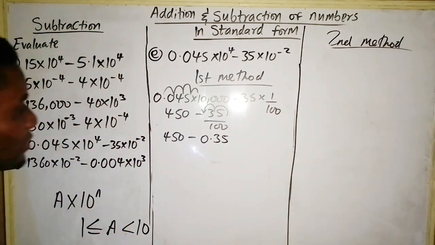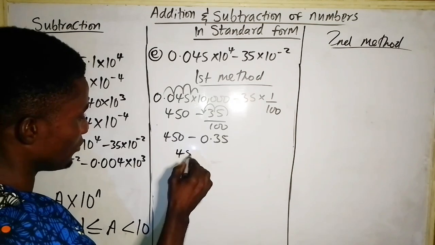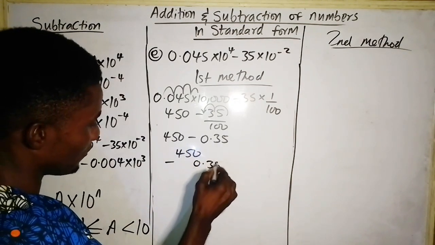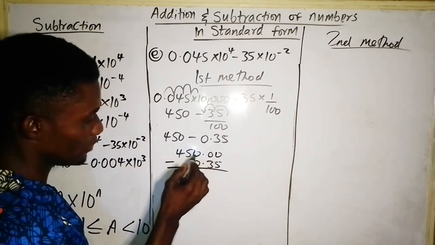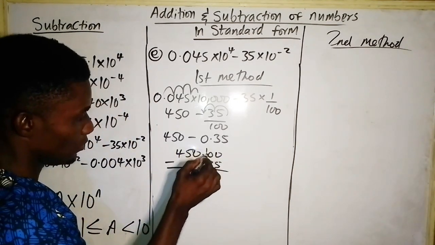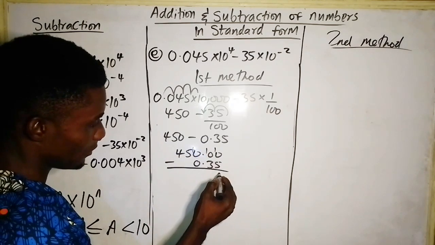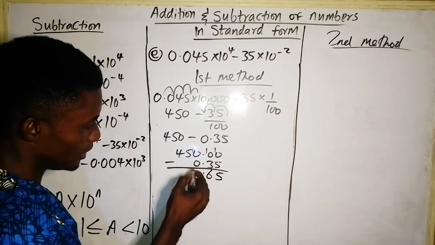So let's subtract 0.35 from 450. So we have 450 minus 0.35. Let's balance this up with 0. 0 cannot minus 5, so let's borrow from this 5. This has changed to 9. So we have 10 minus 5, which is what? 5. 9 minus 3 will give us 6. So we get 449.65.